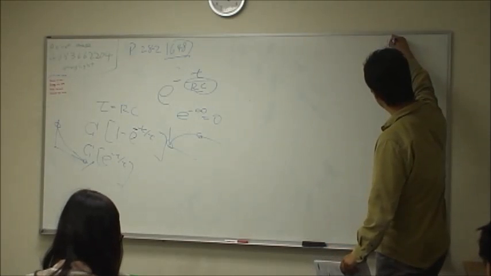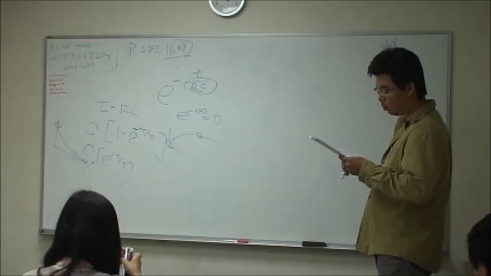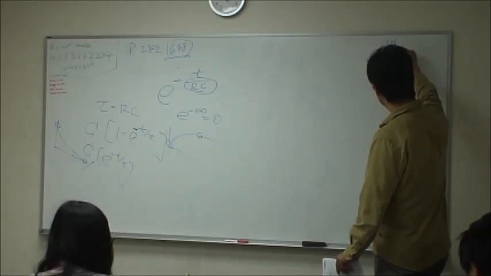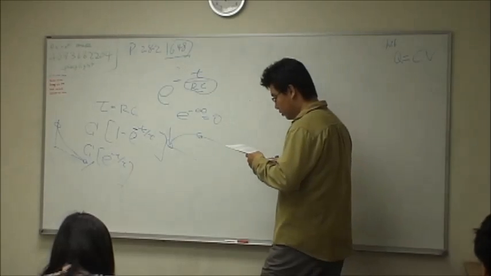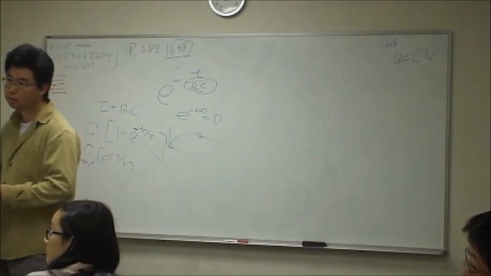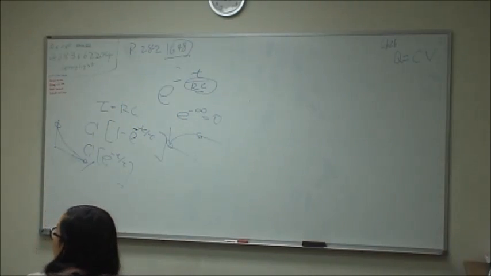In chapter 26, what matters is what we talk about: the charge equals C times V. That's the first one.